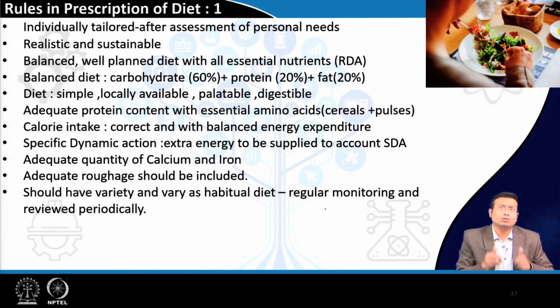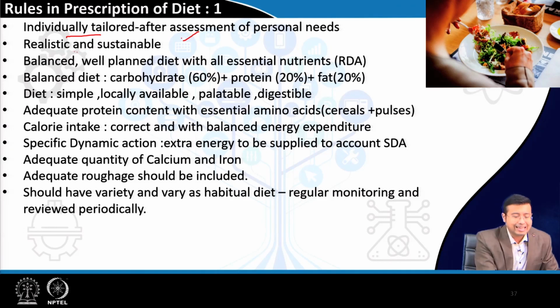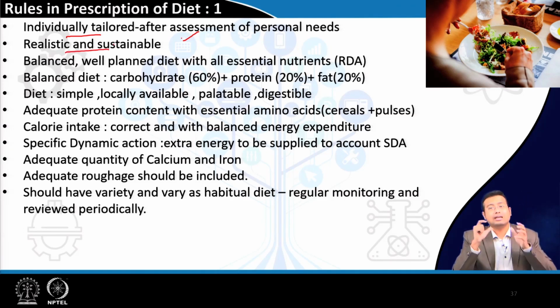So, what are the general rules? First, the diet should be balanced. So, what are the general principles? Number one, individually tailored. Okay, it should not be the same for everyone. Whenever you are prescribing a diet, it has to have a variation. It should be realistic and sustainable. You cannot give some item that may sound very good on day one, but in the long term someone will give it up. So, it has to be realistic and sustainable.